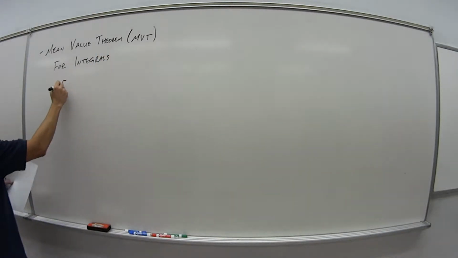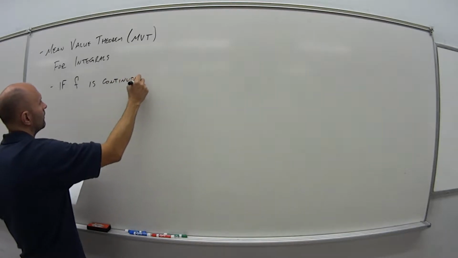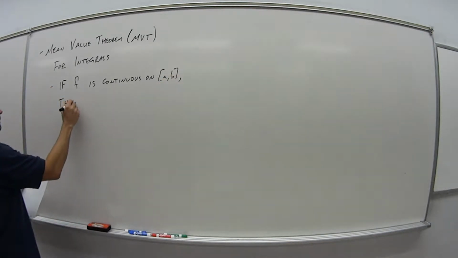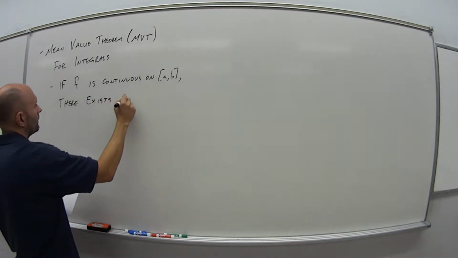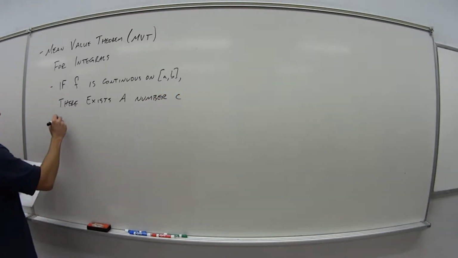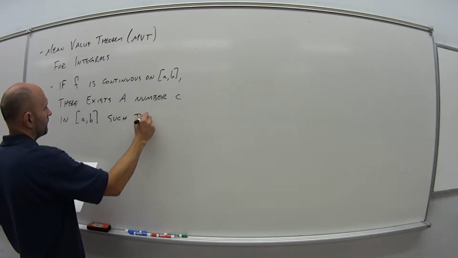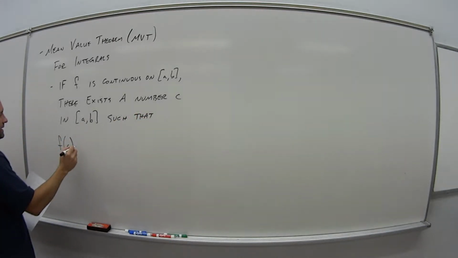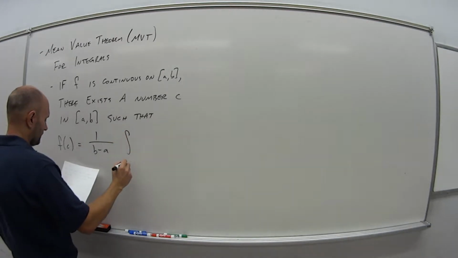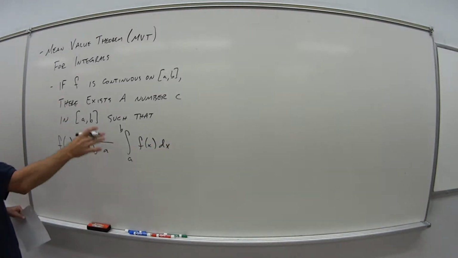And it says the following, that if f is continuous on the closed interval [a, b], there exists a number c in the interval [a, b] such that f of c is equal to 1 over b minus a times the integral evaluated from a to b of f of x dx, which we can sort of rewrite.